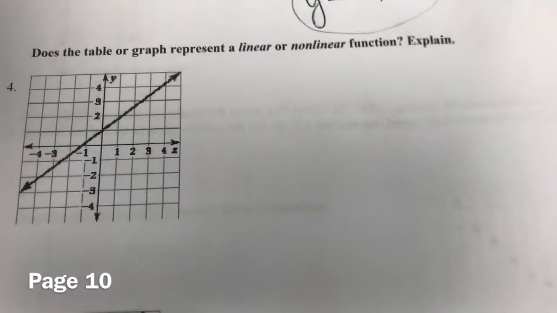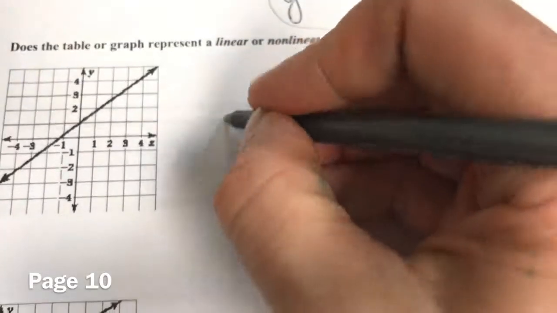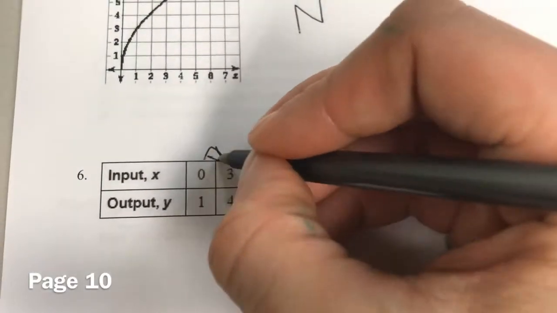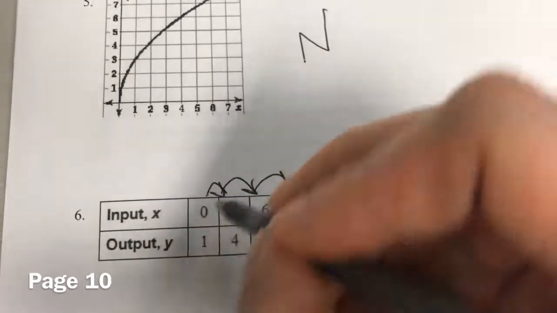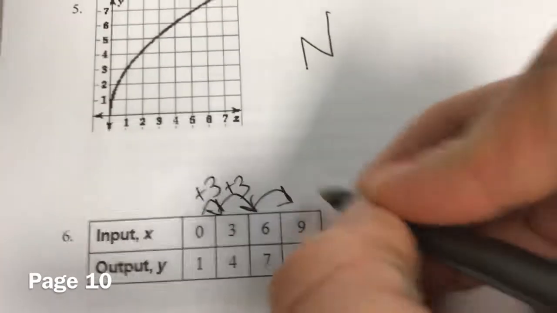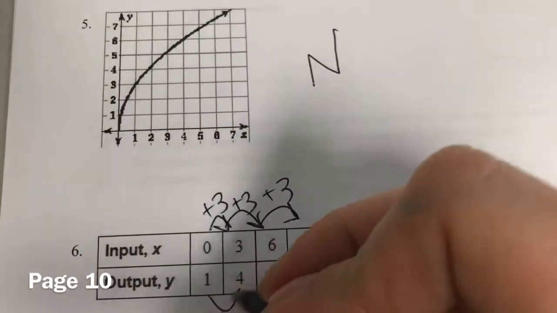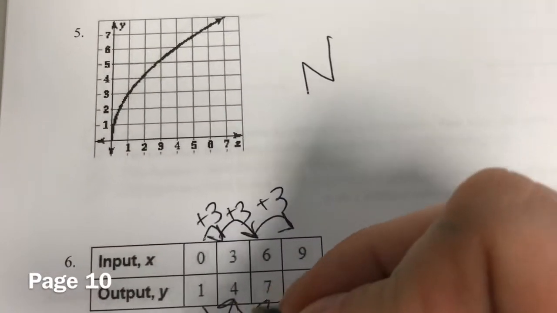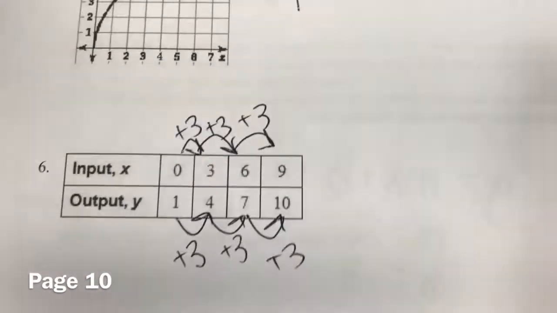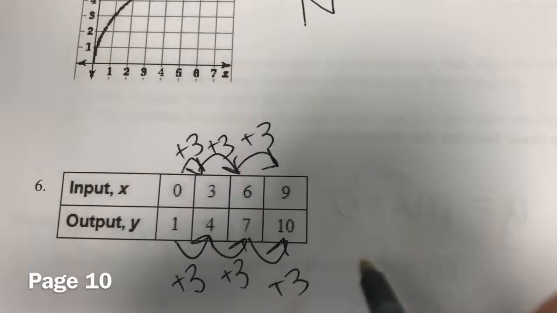Linear, nonlinear, explain. I won't do the explaining. That's linear. That's not. I don't think I need to explain myself. This one I might explain a little bit. If you're given a chart, you're looking for patterns. My pattern here in every time is 0 to 3 is +3, 3 to 6 is +3, 6 to 9 is +3, 1 to 4 is also +3, 4 to 7 is +3, 7 to 10 is +3. +3s all around.